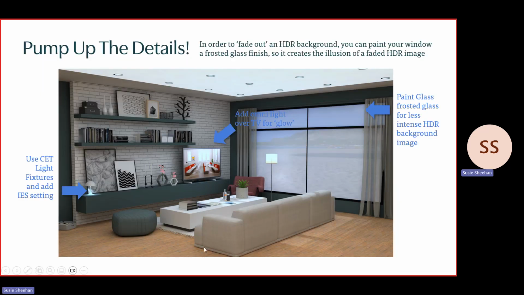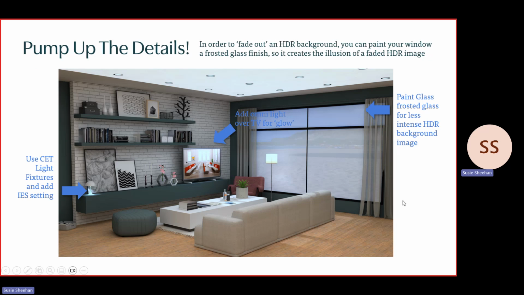And then pumping up details. So things like adding CET fixtures or SketchUp symbols and adding that IES setting brings attention to that light fixture in the space. Otherwise, it just gets lost amongst all this clutter. You can also add Omni lights. I think I talked about this before for the TV for glow.